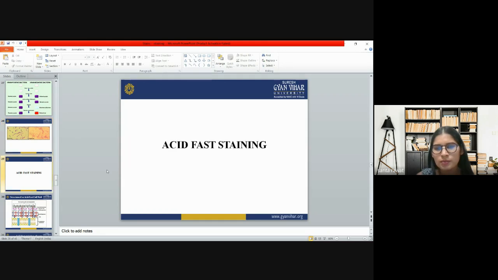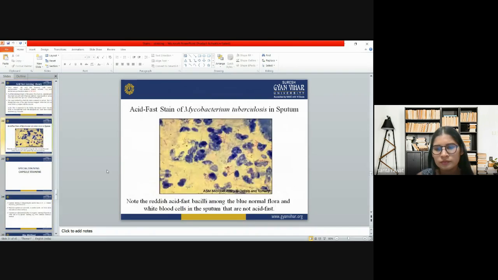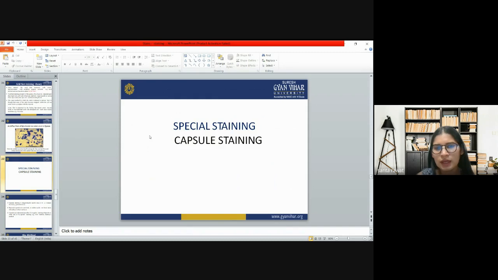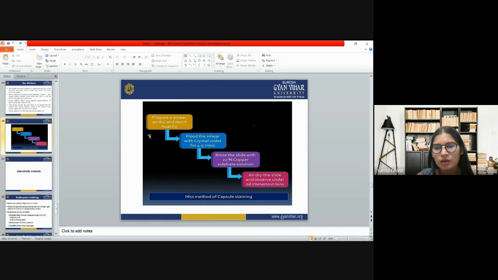Now the acid fast bacteria that are mostly used for mycobacteria. So this is the picture view of Mycobacteria tuberculosis in sputum. So we have taken while doing the acid fast staining. Then we have capsule staining. Then we have a his method of capsule staining.